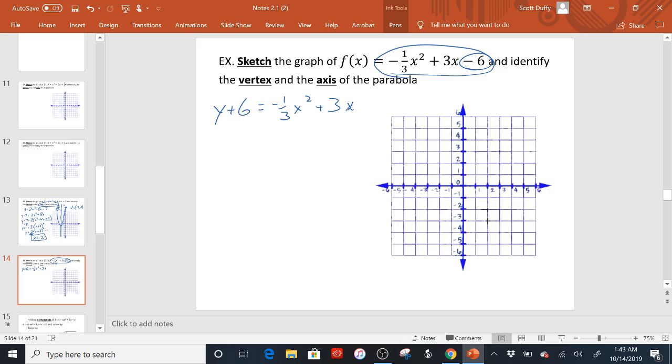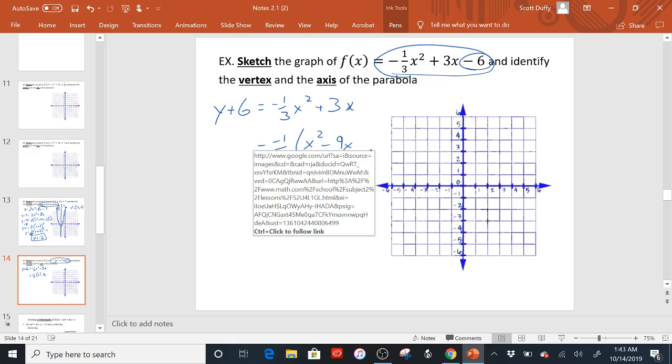Next thing I want to do is get the x squared by itself. So I'm going to factor out negative 1/3 from both terms. This is where it gets kind of weird, because when you take 3 and you divide it by negative 1/3, you get negative 9. Dividing by negative 1/3 is the same thing as multiplying by negative 3.